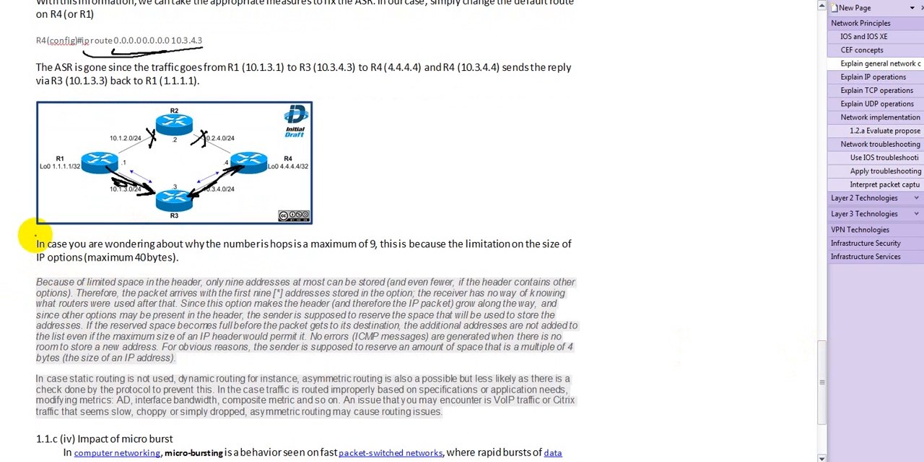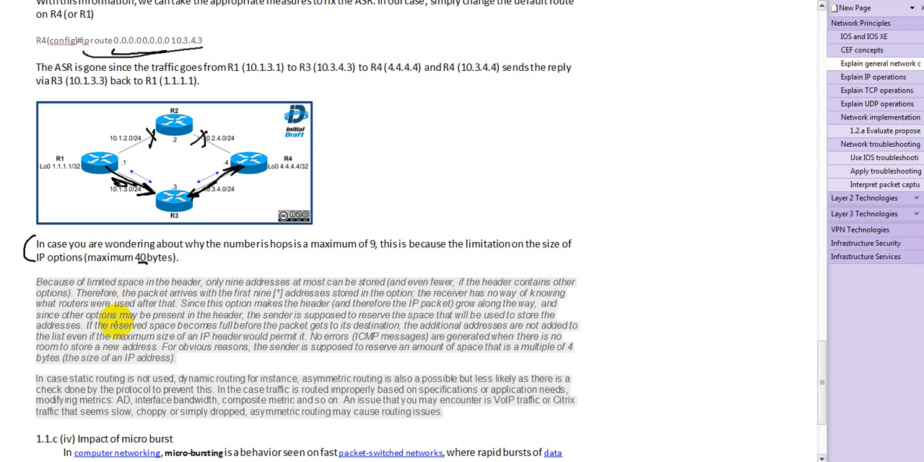Now this right here goes into a little bit of detail. It says, in case you were wondering about why the number of hops is a maximum of 9, this is because of the limitation of size of the IP options. You have a maximum of 40 bytes.